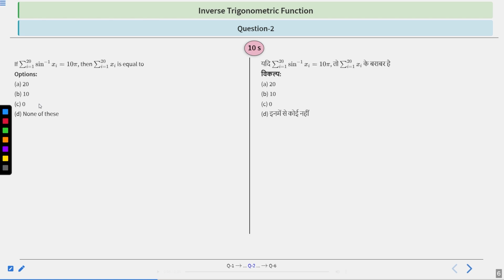What is the maximum value of sine inverse x? The maximum value of sine inverse x is pi by 2, right? So if you add pi by 2 20 times, then it comes out to be 10 pi. That means each value in this summation is taking the maximum value, that is, sine inverse x in each term will be equal to pi by 2, right? So in this way, you can try to approach this question. You have 10 seconds to solve or think about this question. After 10 seconds, we will discuss the solution.